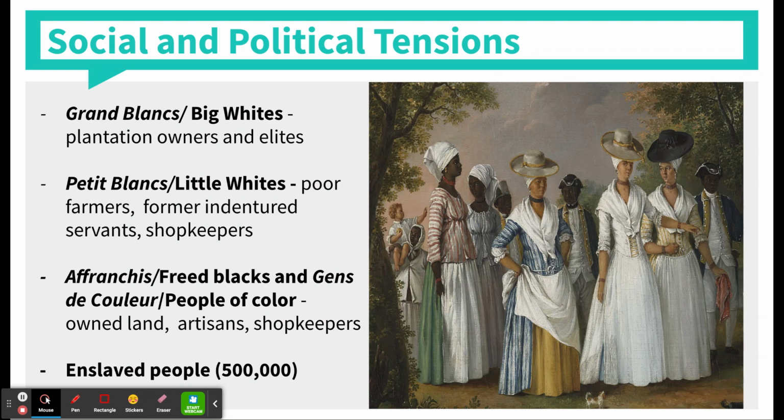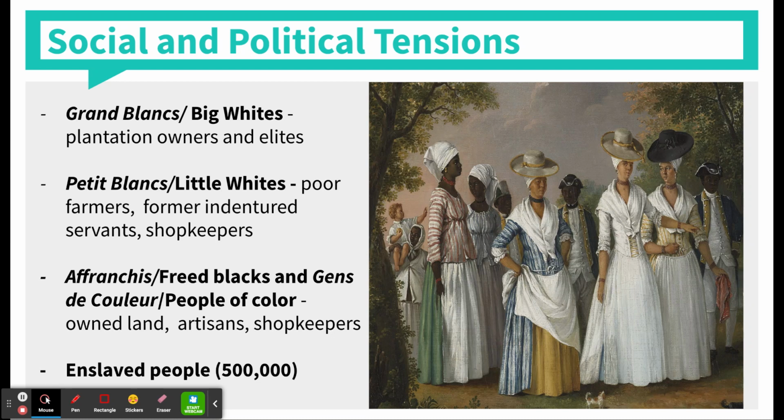So the Grand Blancs, or the big whites, were the plantation owners and elites. They wanted their colonial fortunes so they could get out of Haiti. Maybe they moved back to Europe. And they were nuts. I mean, they would spend so much money on European luxuries, and they did not like the Petit Blancs. They looked down on them, and they wanted autonomy. They wanted more money from France with different trade agreements, and they wanted to sell sugar to the highest bidder.